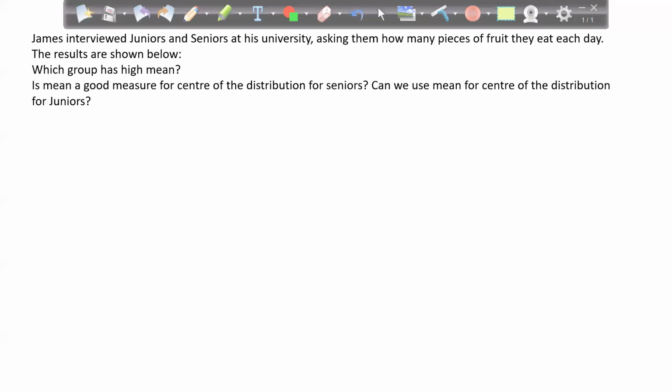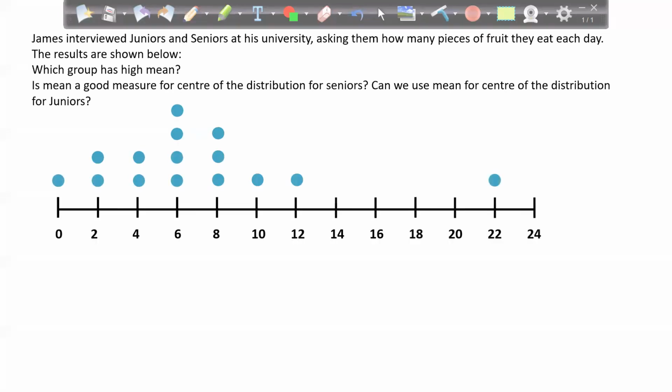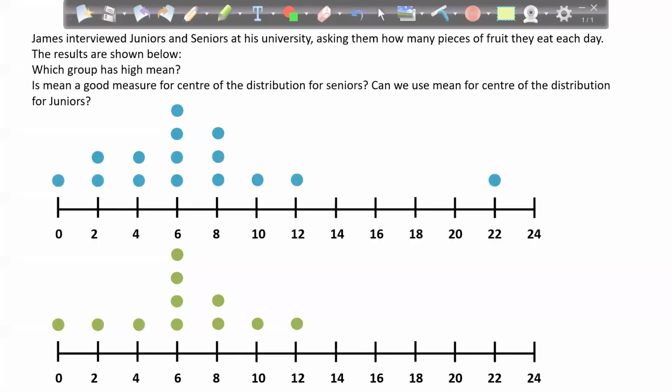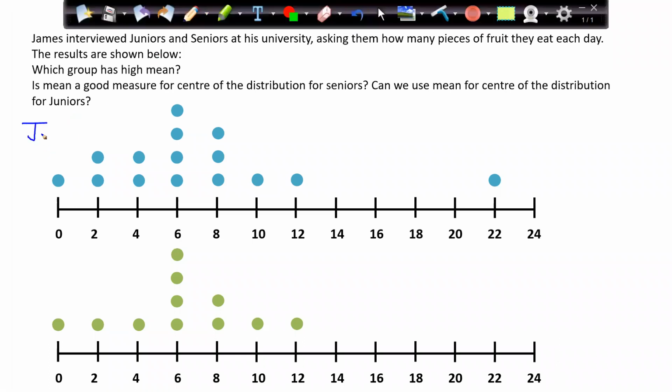Right, so that is what my question is. And here is my data set. This is my data for the juniors. The above data is for my juniors, and the below data is for my seniors.